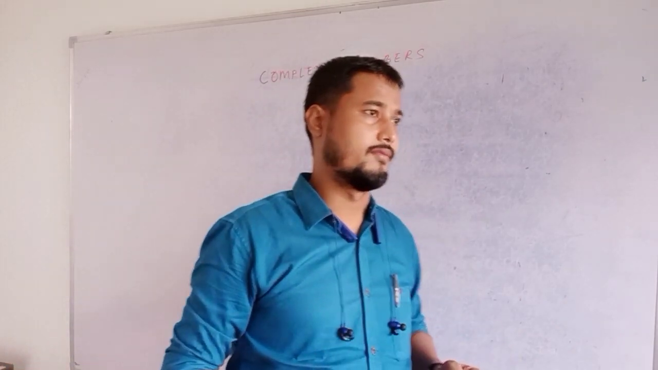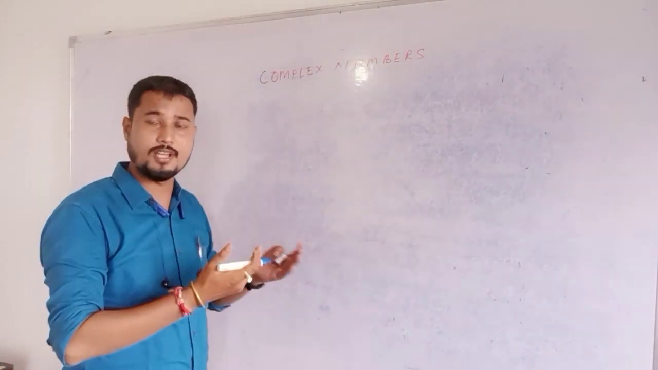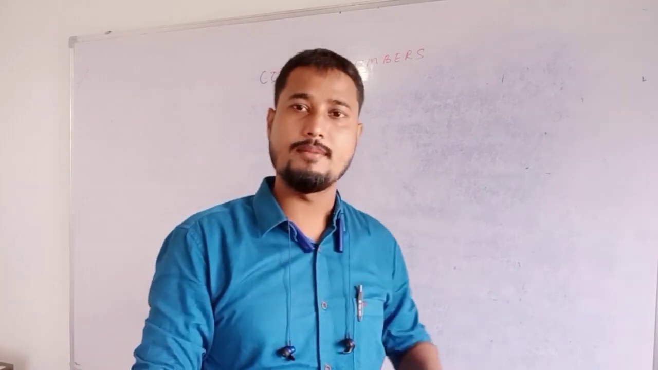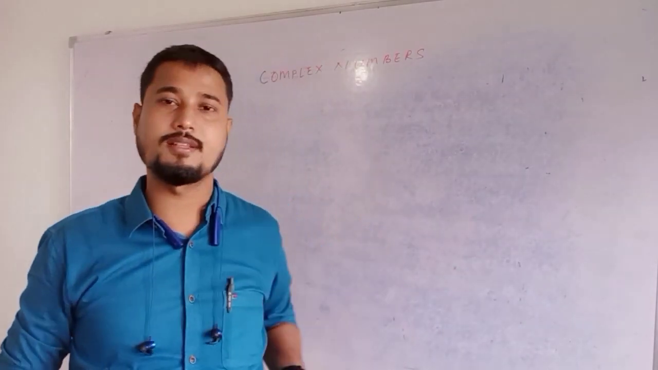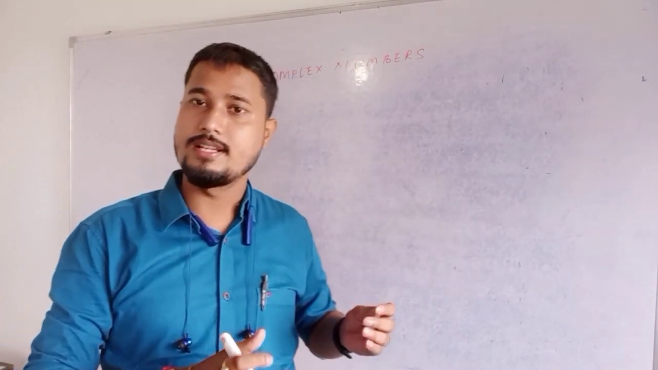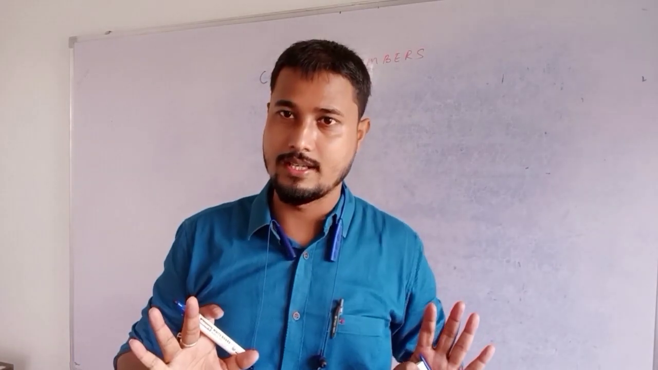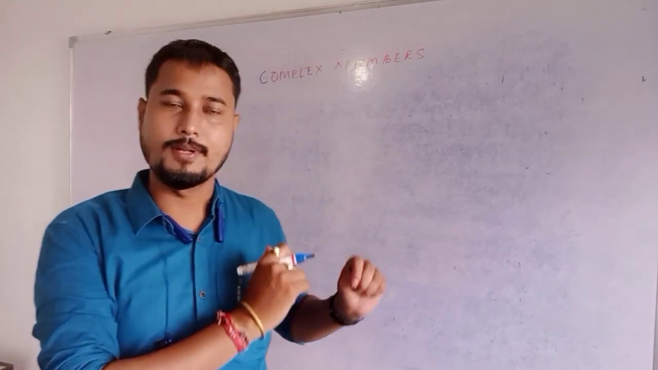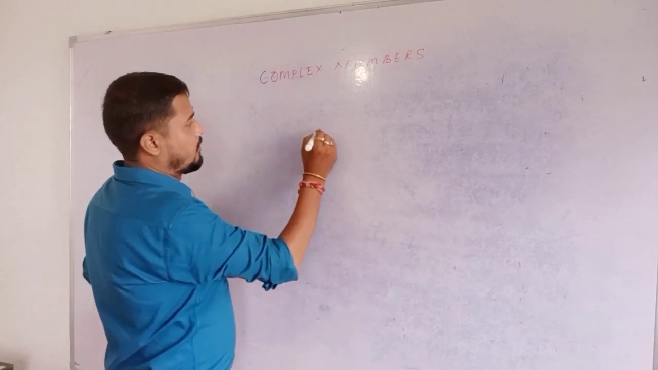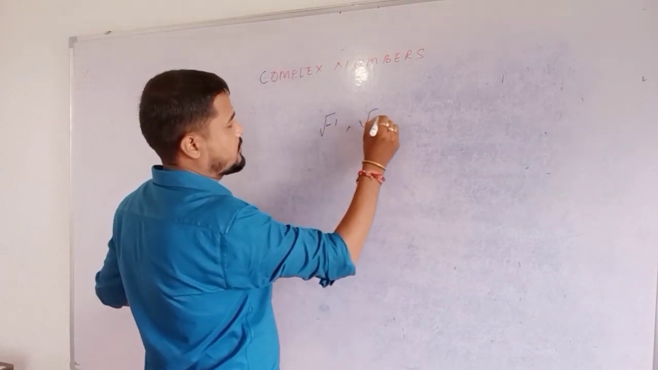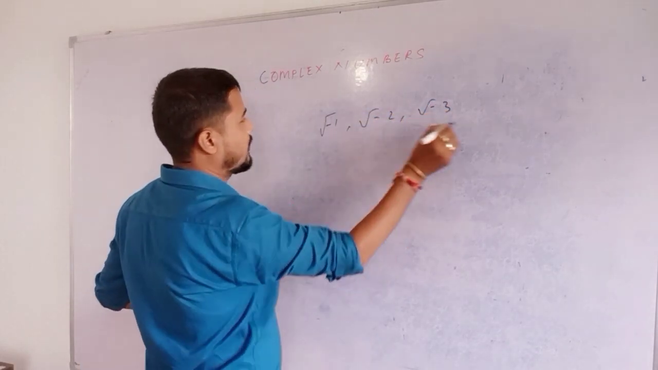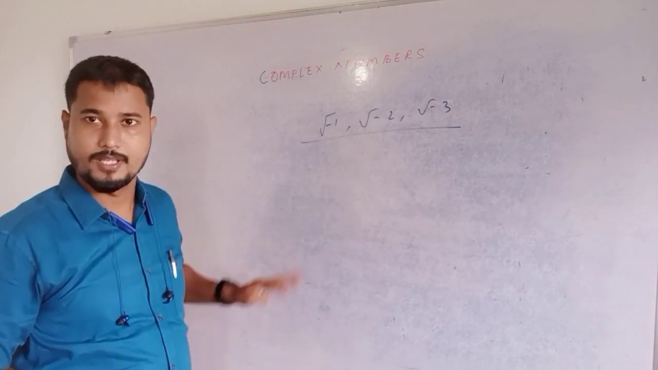But what is the difference between real numbers and complex numbers? Real numbers, every number is a real number, but for complex numbers, inside the root, if any negative value is there, then that is a complex number. Example: root over minus 1, root over minus 2, root over minus 3, these all are complex numbers.